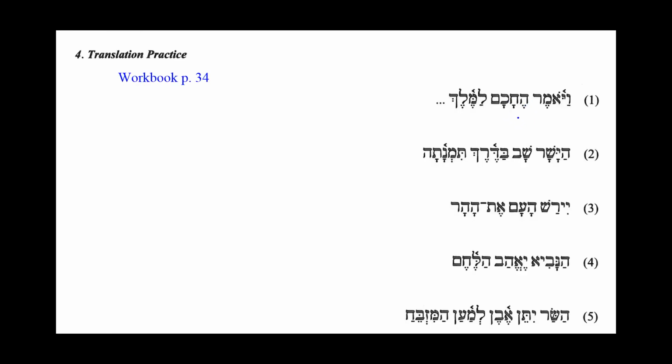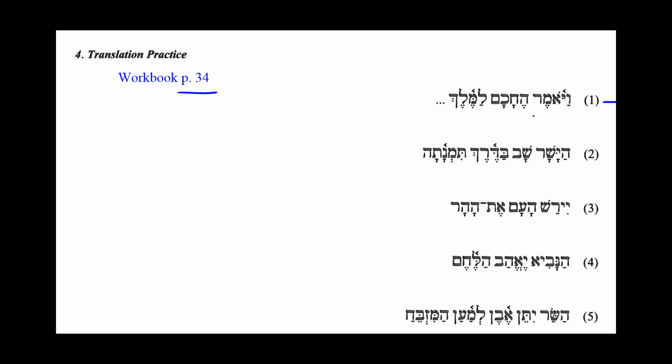Let's do some of the translation practice exercises here for Chapter 8. We are on page 34 of the workbook. Let's look at number 1 here. I'll go ahead and read it. We have: Vayomer he hakam lamelech. Vayomer he hakam lamelech.